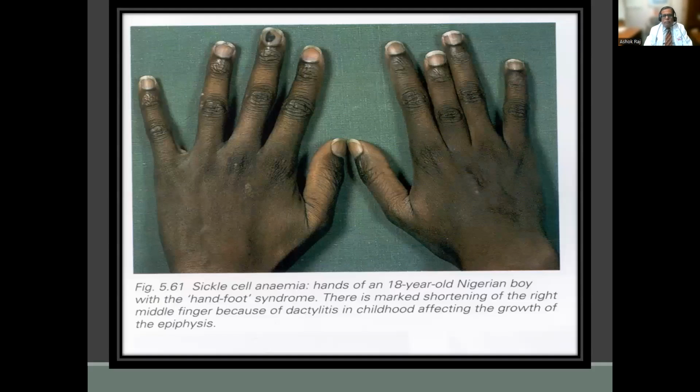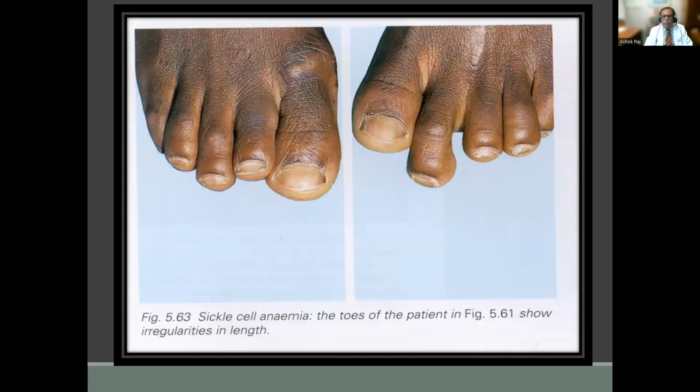Now, these are the consequences of having had dactylitis. So you can see a shortened middle finger of one hand in this patient. And here you have a shortened second toe in one patient as a consequence of dactylitis.